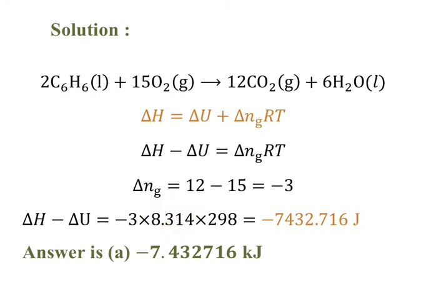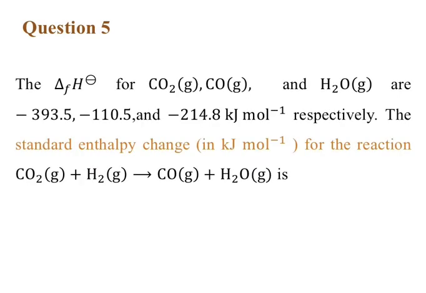The last question: they have given the enthalpy of formation for CO2, CO and H2O respectively. Then we have to calculate the standard enthalpy change in kilojoules per mole. We always have to remember the units also. The reaction is CO2 plus H2 gives CO and H2O. This is a straightforward reaction, a direct equation. Just for hydrogen, you have to know that the standard enthalpy of formation is 0 because hydrogen is in the elemental state.